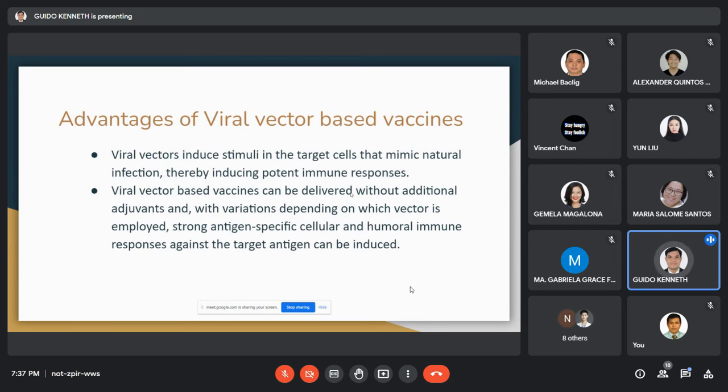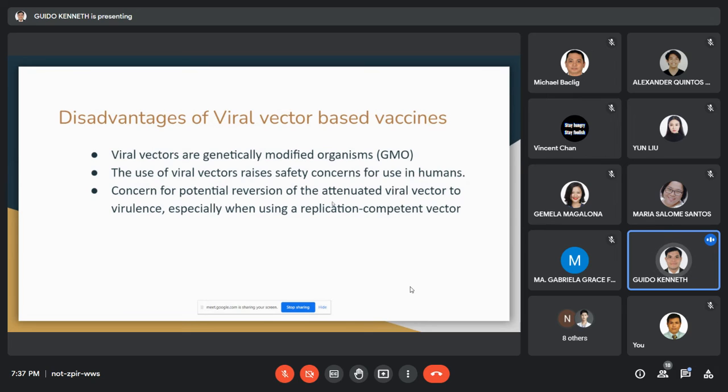So viral vector-based vaccines can be formulated without using more adjuvants. However, the disadvantage of viral vector-based vaccines is that they are genetically modified organisms. The use of viral vectors raises safety concerns for use in humans. Also, the potential reversion of the attenuated viral vector to virulence, especially when using a replication-competent vector, is one of the disadvantages.